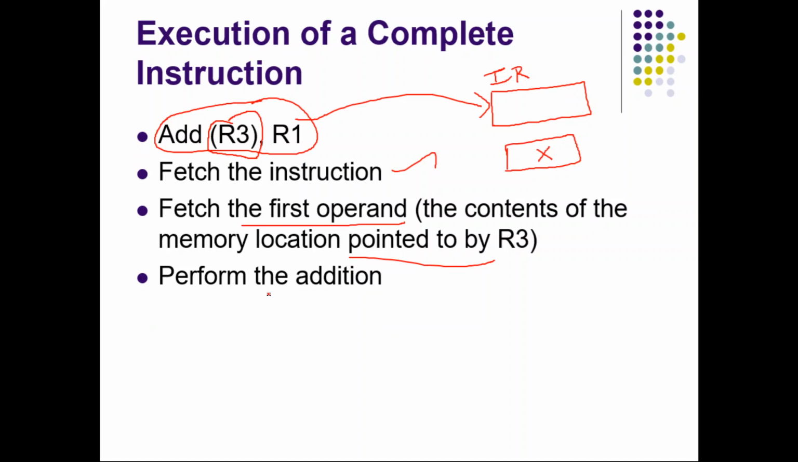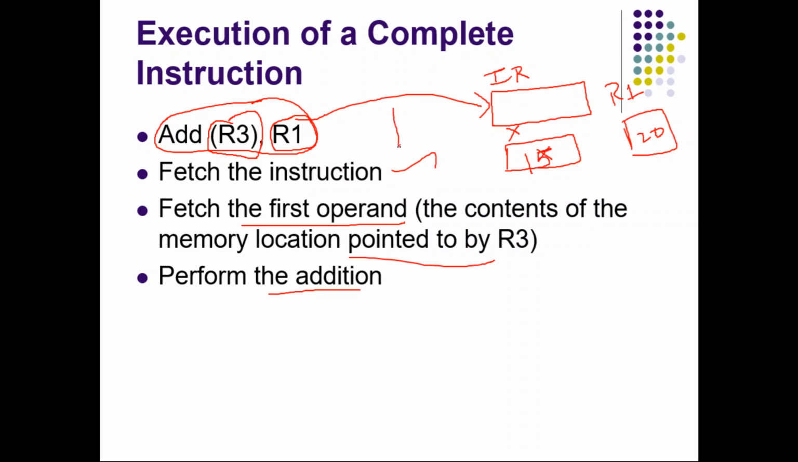Then perform the addition. Okay, R1 is, where is R1 available? R1 is already inside the CPU only. Okay, R1 is a register. R1 is already available inside the CPU, and it is understood that R1 already contains some value. Okay, so in our case it may be 20. So this is X. X may be 15.